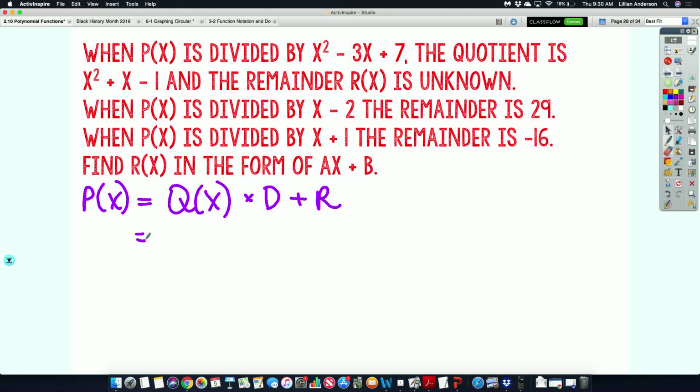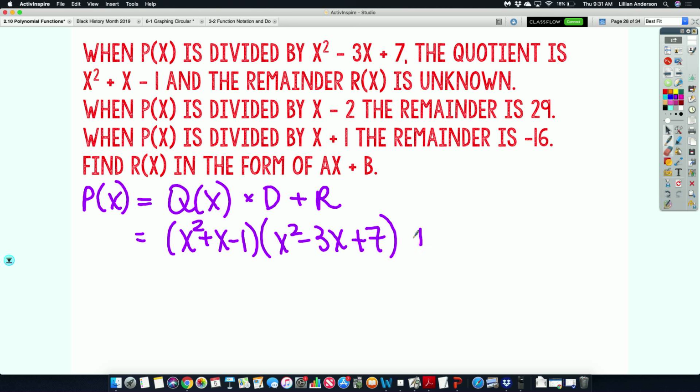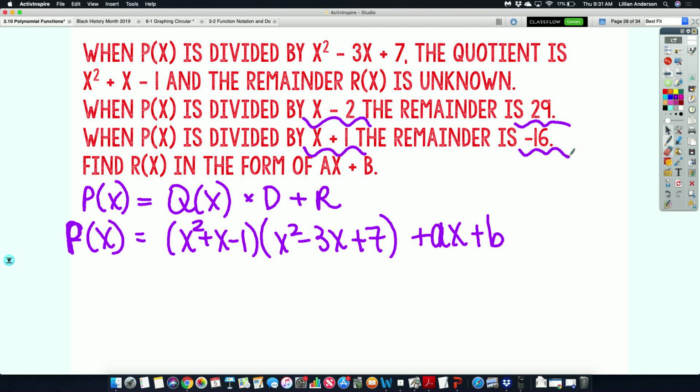What's your quotient? What's your divisor? And our remainder is what? It is unknown, but it's in the form of ax plus b. So you have your polynomial here that you can use the same way we've done the last two problems. And we're told that when it's x minus 2, the remainder is 29. x plus 1, the remainder is negative 16. We can use that to find the value of a and b, hence our remainder.